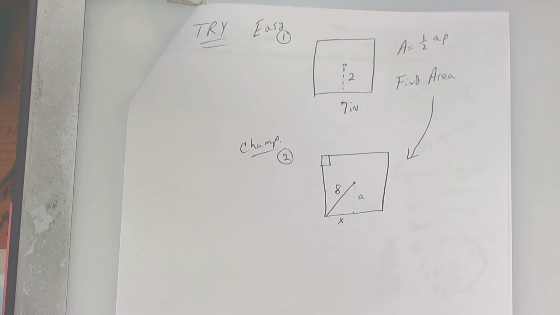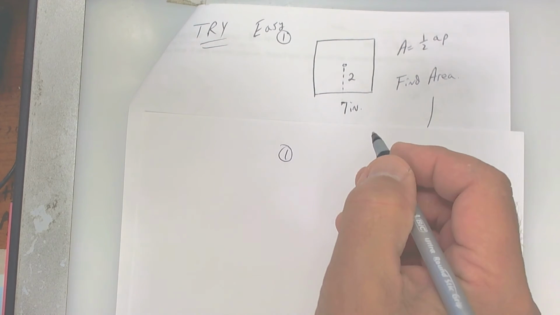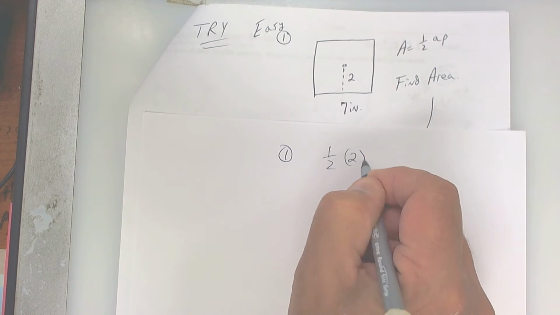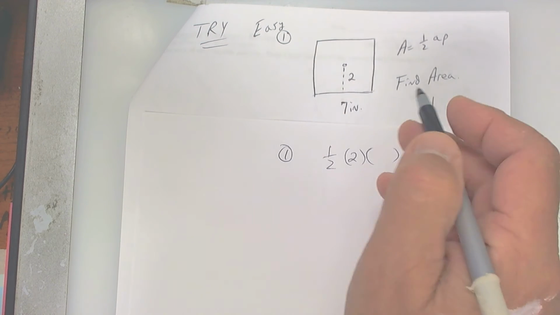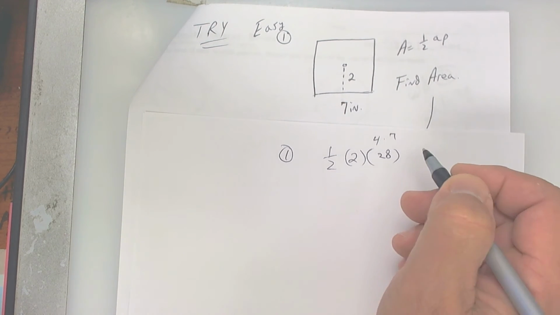All right, let's take a look here. Number 1 is easy because they give you the apothem and they give you the side. So for number 1, it's going to be 1/2 AP. So 1/2 the apothem times the perimeter. The perimeter, it's got 4 7s. So 4 times 7 is going to give you 28. So you get your calculator out.